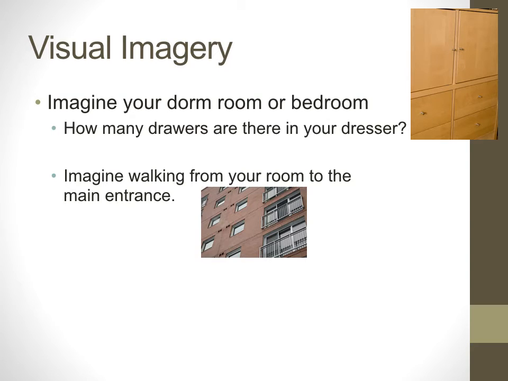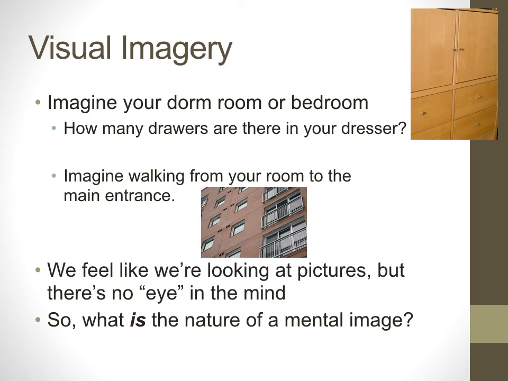Sometimes these visual images are very important for us because they can aid us in things like decision making. For example, if you're out shopping, you might be looking at a particular shirt and think, will this look good with my polka dot pants? But because we have no true eye, what are these images? We feel like we're looking at pictures, but there's no eye in the mind. What is actually the nature of the mental image? That's some of what we're going to talk about in this set of slides.